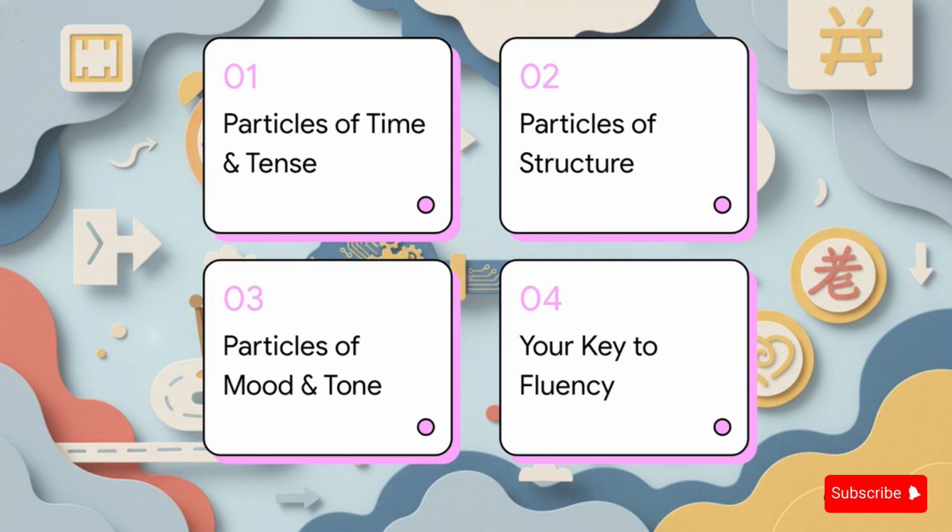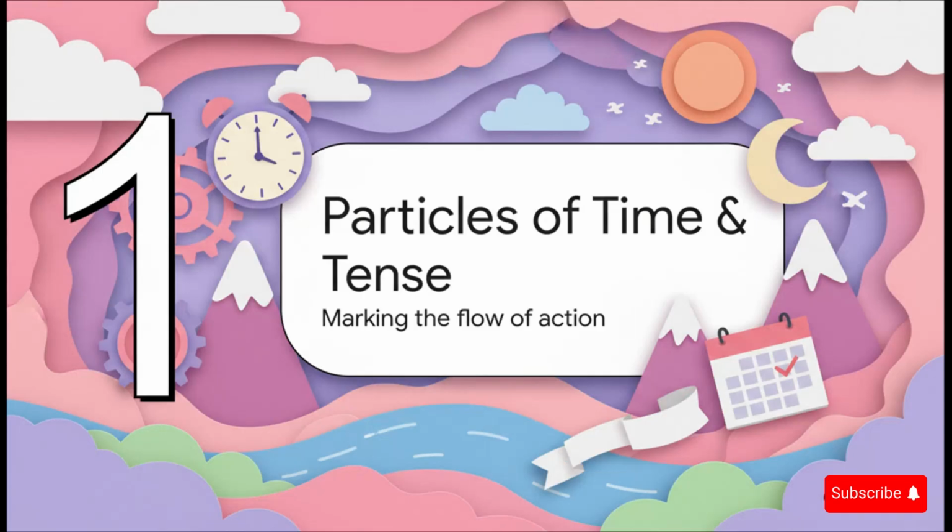So here's our game plan. We're going to systematically crack this code. First up, we'll look at the particles that deal with time and tense. Then we'll get into the ones that help you build your sentences correctly. After that, we'll explore the really fun ones that add emotion and tone to your speech. And finally, we'll see how putting it all together is your real key to fluency. Okay, let's begin with our first category.